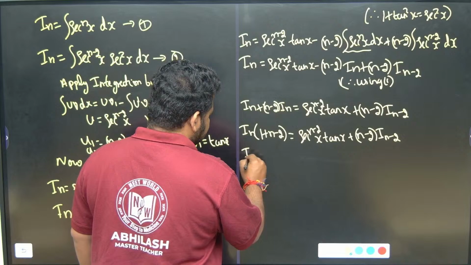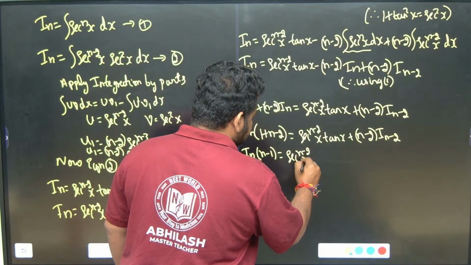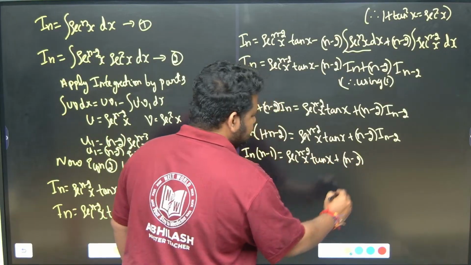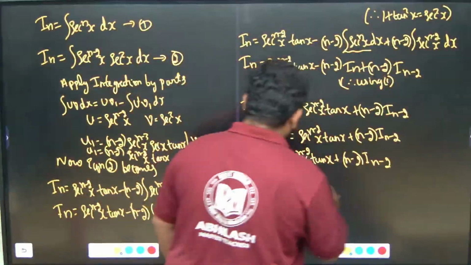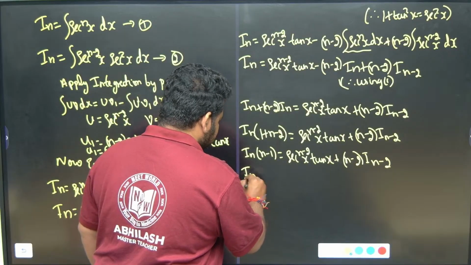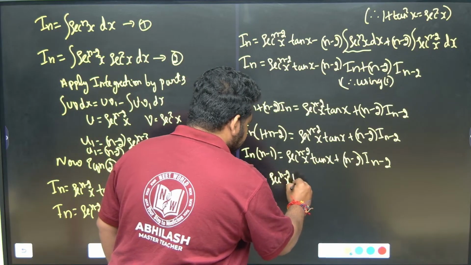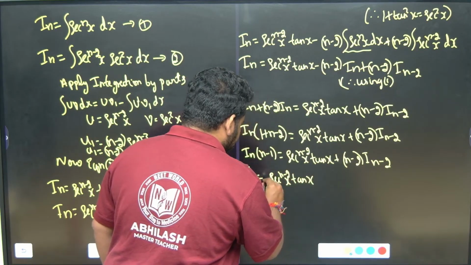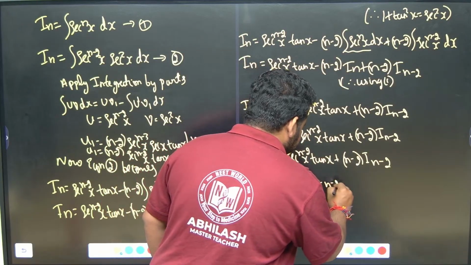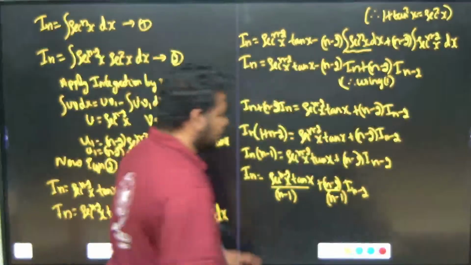So, I_n into (n minus 1) is equal to secant^(n-2) x tan x plus (n minus 2) into I_(n-2). Now, I can send n minus 1 to the denominator here. So I_n is equal to secant^(n-2) x tan x by (n minus 1), plus (n minus 2) divided by (n minus 1) into I_(n-2). This is the final answer, friends.